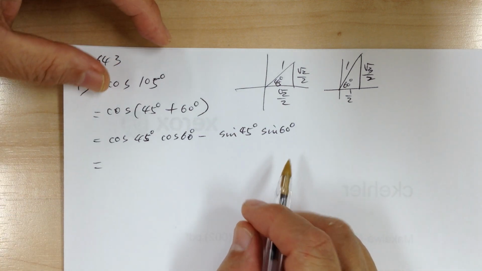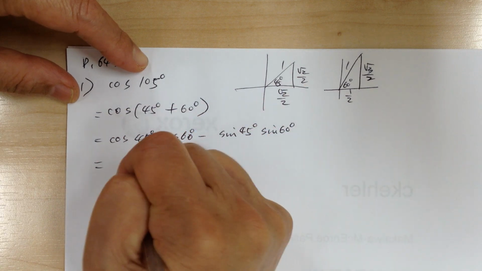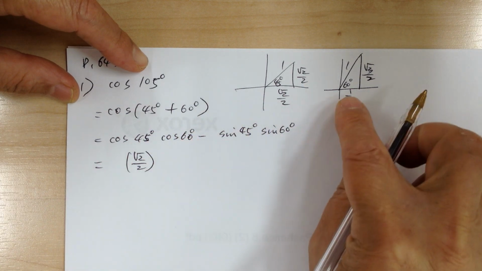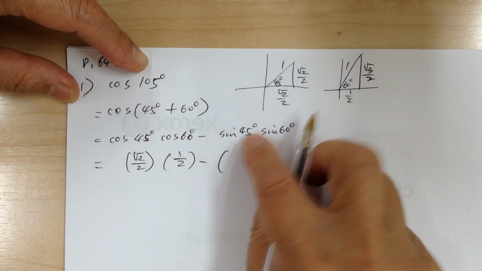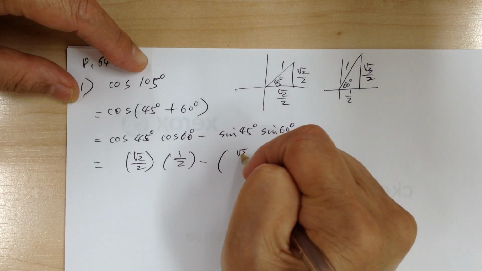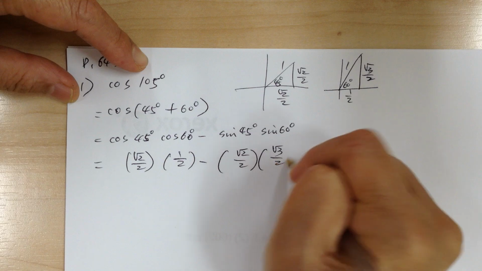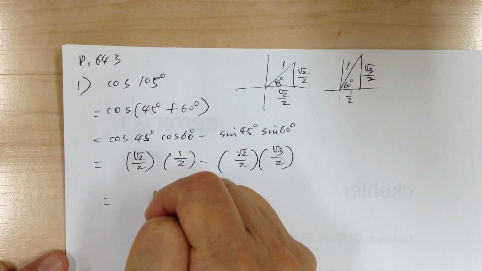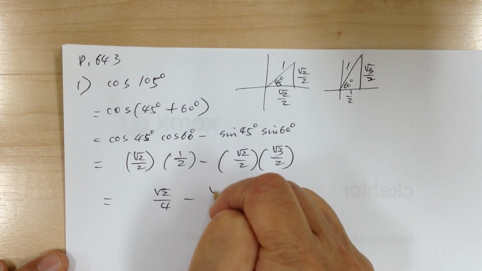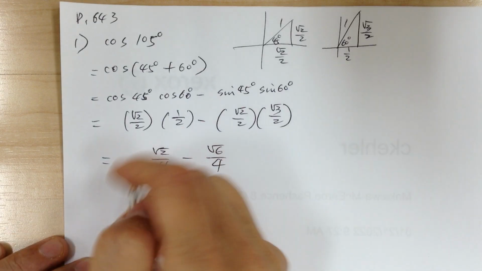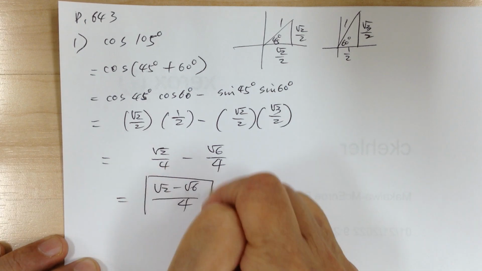Okay, so let's go and evaluate. So cosine is this one here. So it would be square root of 2 over 2. Cosine of 60 is this one here. Sine of 45 is this one here. Sine of 60 is this one here. Then you simplify, so you're going to get square root of 2 over 4 minus square root of 6 over 4. And this will equal square root of 2 minus square root of 6 over 4.